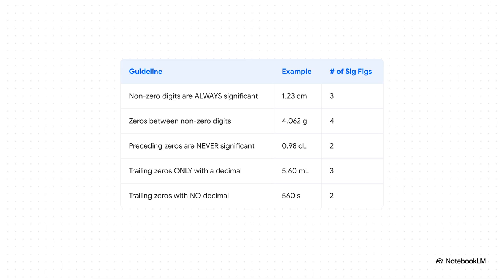The tricky ones are the zeros at the ends. A zero at the end only counts if there's a decimal point somewhere in that number. See how 5.60 has 3 sig figs, but 560 has only 2? That little dot, it changes everything.